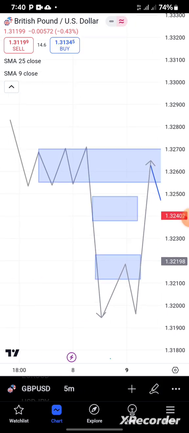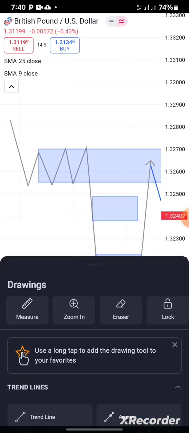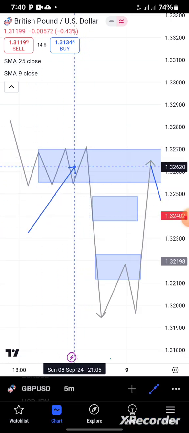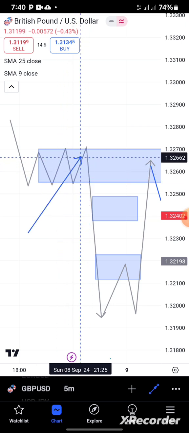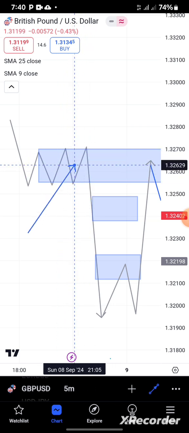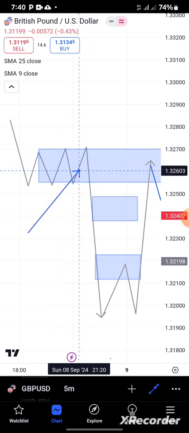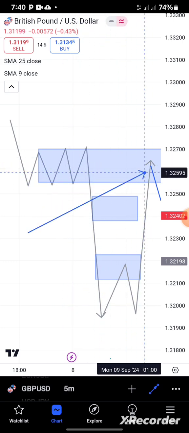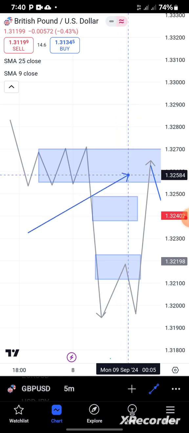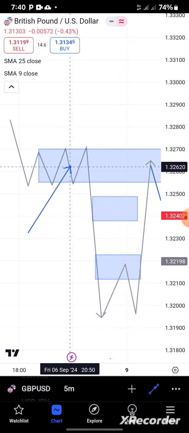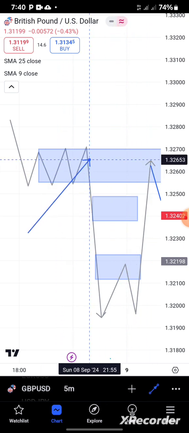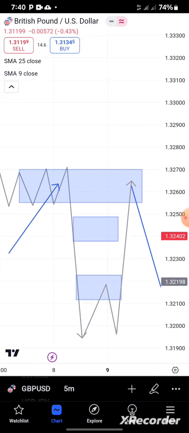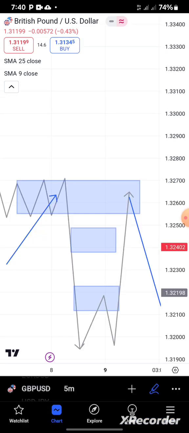Now this one becomes our supply zone. This one becomes our supply zone. I see, guys, that is the difference between supply and demand. Let me show you here.